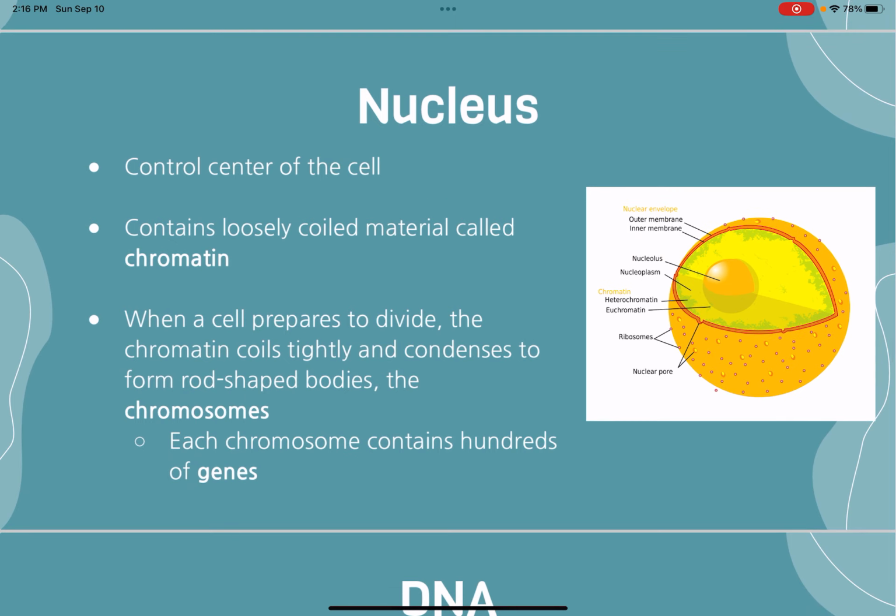The nucleus is the control center of the cell. It contains loosely coiled material called chromatin. When a cell prepares to divide, the chromatin coils tightly and condenses to form rod-shaped bodies, the chromosomes. Each chromosome contains hundreds of genes. Genes are units of hereditary information that govern the structure and activity of the cell. The genes, which are arranged in a specific linear order, are composed of the chemical compound DNA. The complete set of genes that make up the human genetic material is the human genome.